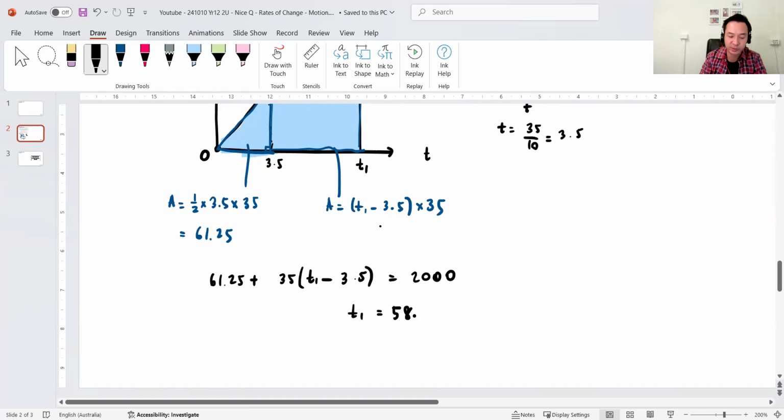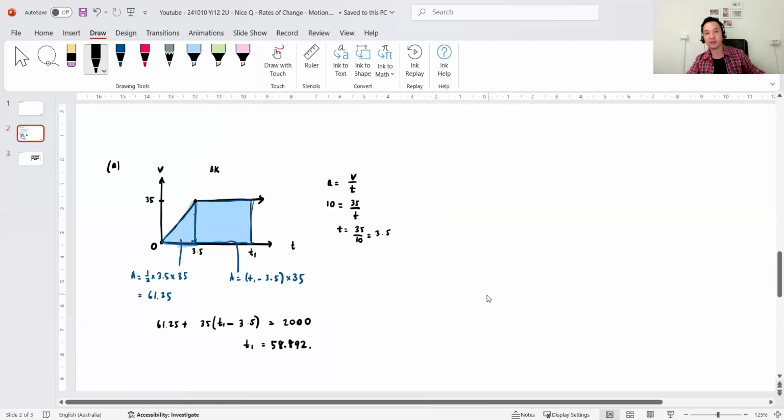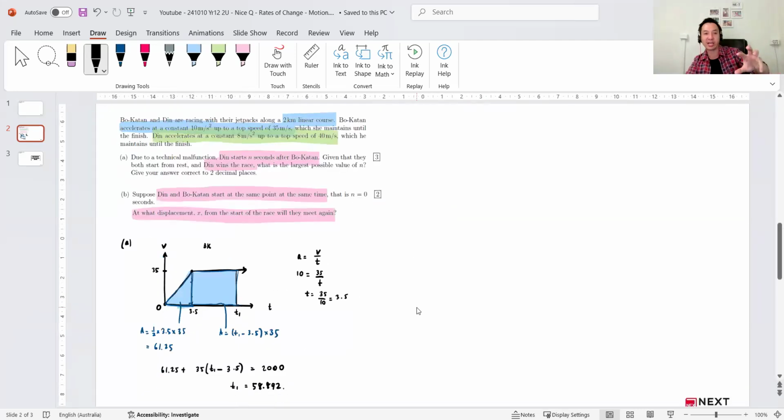Did you guys do this, please? Don't trust me, my calculator skills are very low these days. 58.89 seconds, that's T1. Piece of cake. Guys, that is the time it takes for BK to finish.